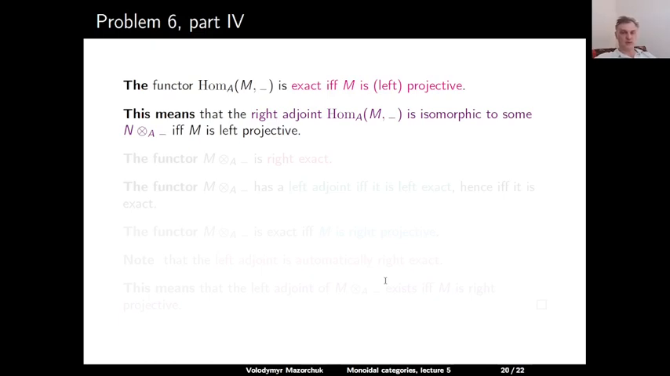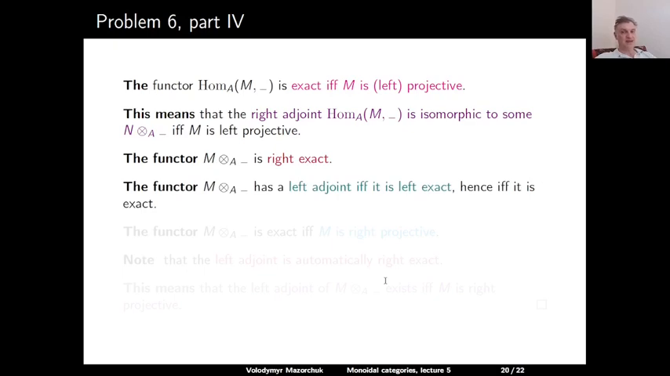So now about the left adjoints. The functor of tensoring with M is always right exact. So this functor has a left adjoint if and only if it is left exact. Since it's always right exact, it has left adjoints if and only if it is exact. And the functor of tensoring with M is exact if and only if M is right projective.